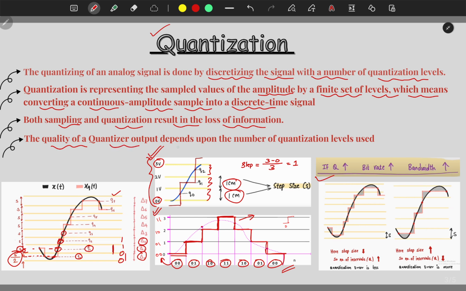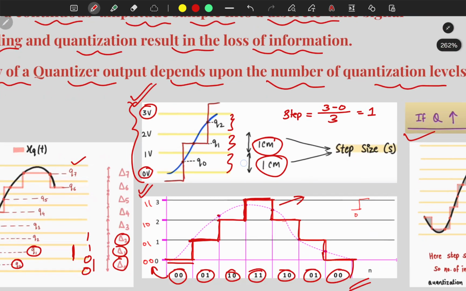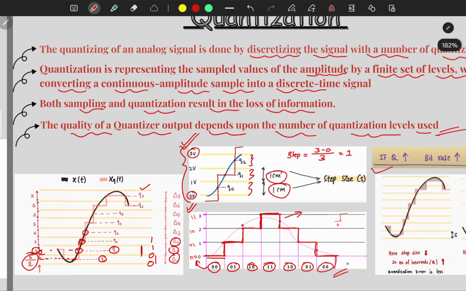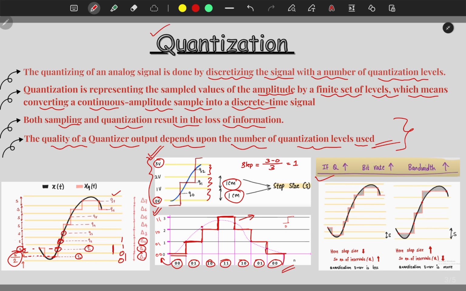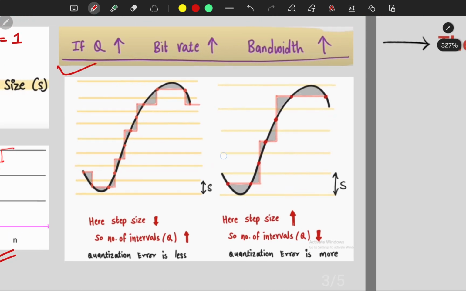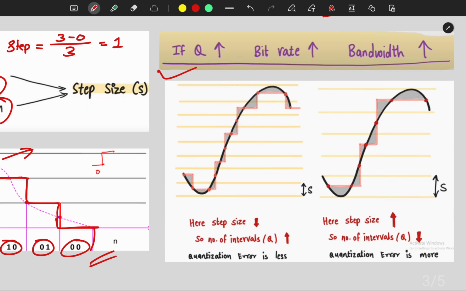The quality of the quantizer depends upon the number of quantization levels used. Of course, if we use more quantization levels, this is related to the error in the quantization process. So what is the error in the quantization process? See, if this is the analog signal, and these are the quantization points, after connecting the quantization points we get a signal. But if we see the difference between the original signal and the created signal, there are the black points here. So these are nothing but the errors.